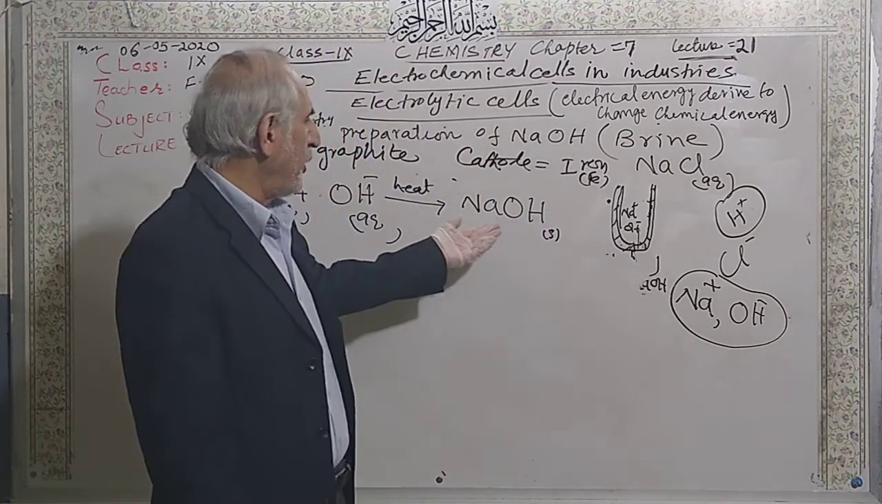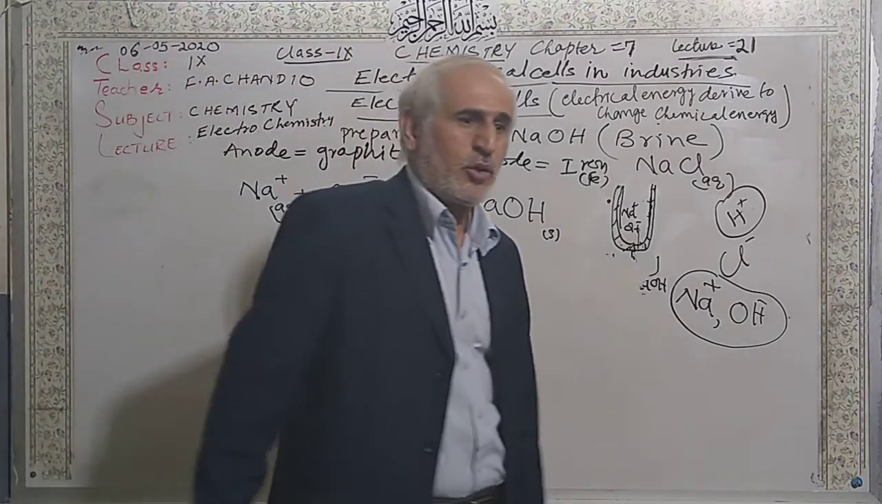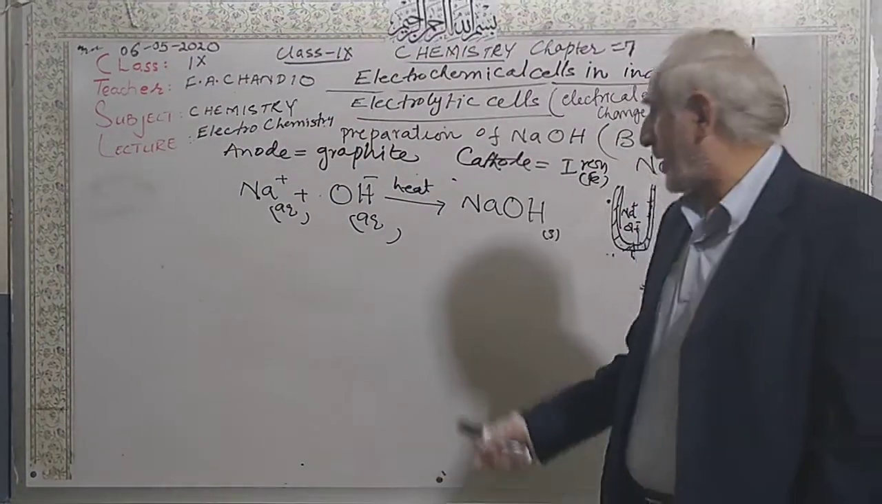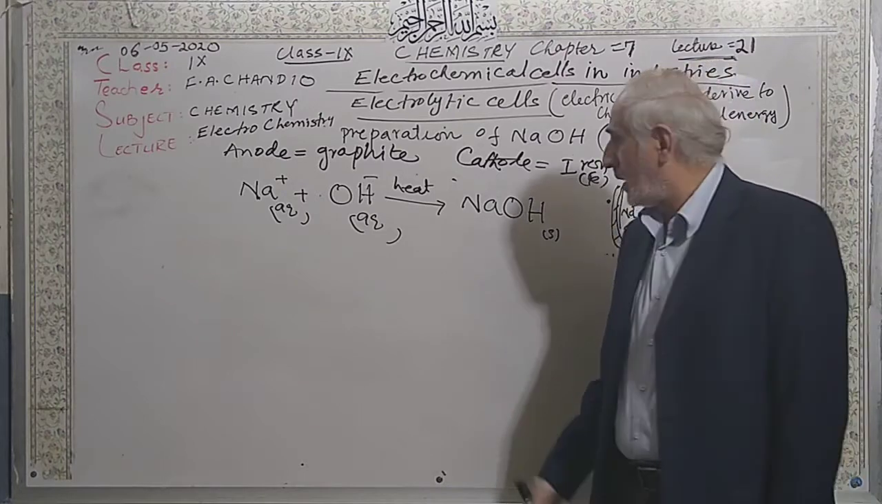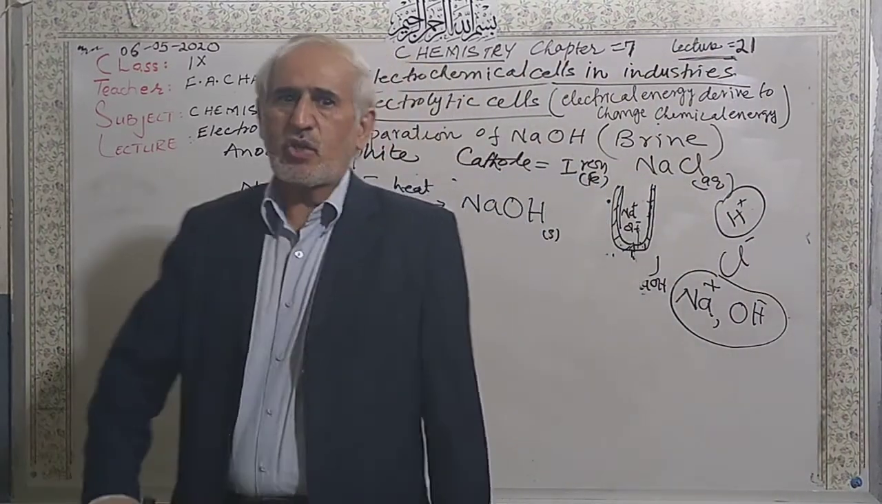Exothermic. It is a very important compound in many industries, mostly in the soap industry, and there are other uses. Soap preparation uses sodium hydroxide and potassium hydroxide. They are very important compounds. Chlorine is also very important. Hydrogen is also very important.